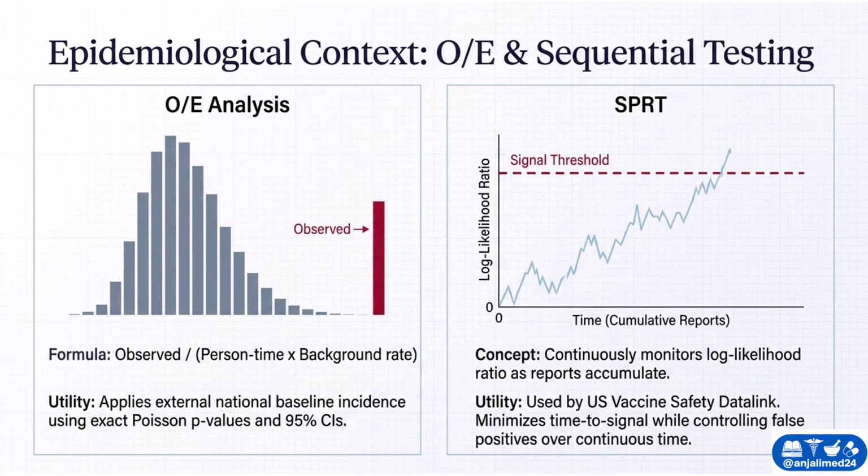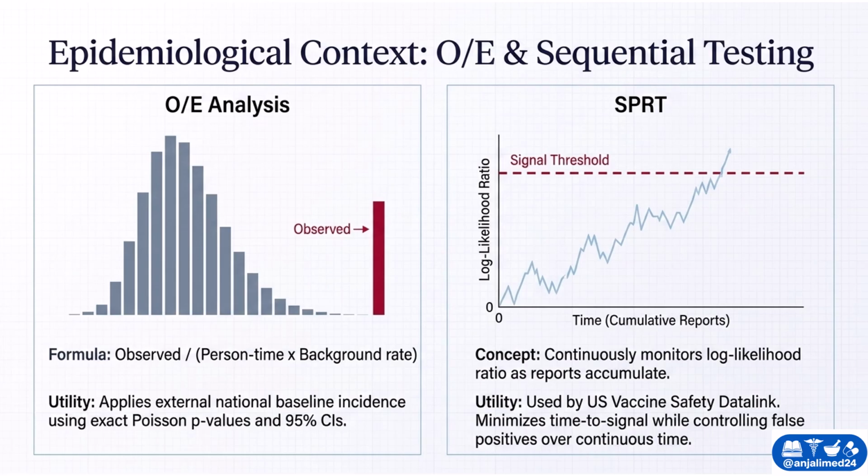This is one of the most important epidemiological validation methods because it helps answer a critical question. Are we truly seeing more cases than would normally happen naturally? For example, conditions like myocarditis, seizures, strokes, or autoimmune disorders already occur at baseline frequencies in society. During mass vaccination campaigns, some of these events will inevitably occur shortly after vaccination simply due to coincidence. O over E analysis helps separate the coincidence from a potentially meaningful excess signal.